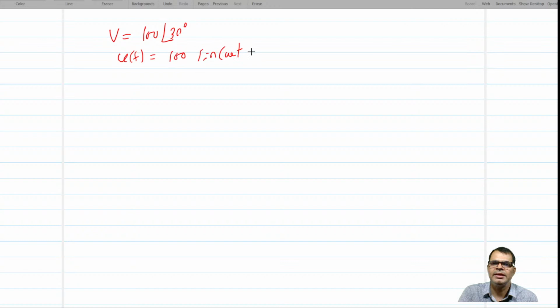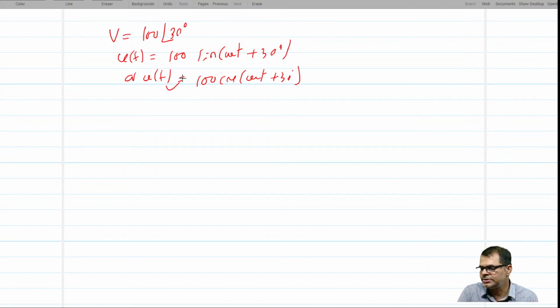sin omega t plus 30°, or V(t) is equal to 100 cos omega t plus 30°. You can choose any one for the instantaneous value, and that will not be a problem. But once you have chosen, or you can say locked it, then you have to do the analysis assuming that reference only. First you choose any one, and then you lock it for the further analysis of the circuit, right? What is the leading wave, and what is the lagging wave?